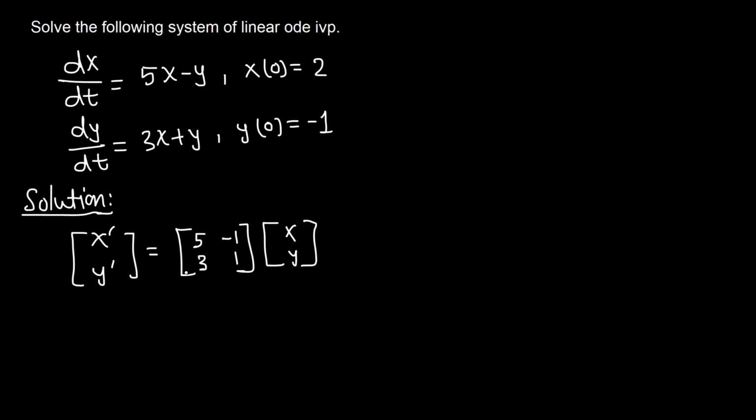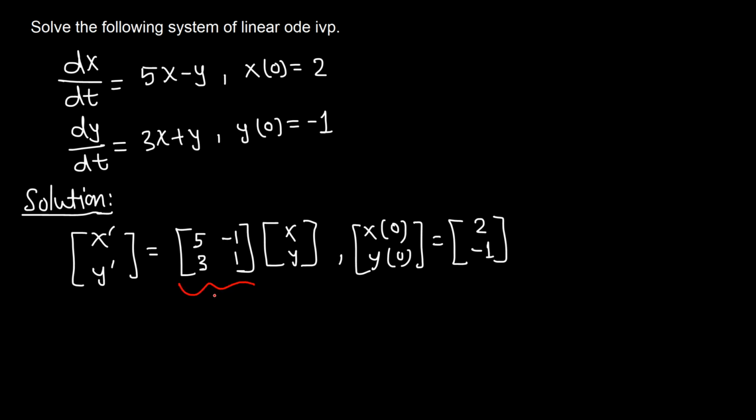That's the ordinary differential equation system, and we have initial condition x at 0, y at 0, 2, negative 1. Okay, like in the previous question, we say this is A, and let's find its eigenpairs. That means eigenvalue and the corresponding eigenvector.